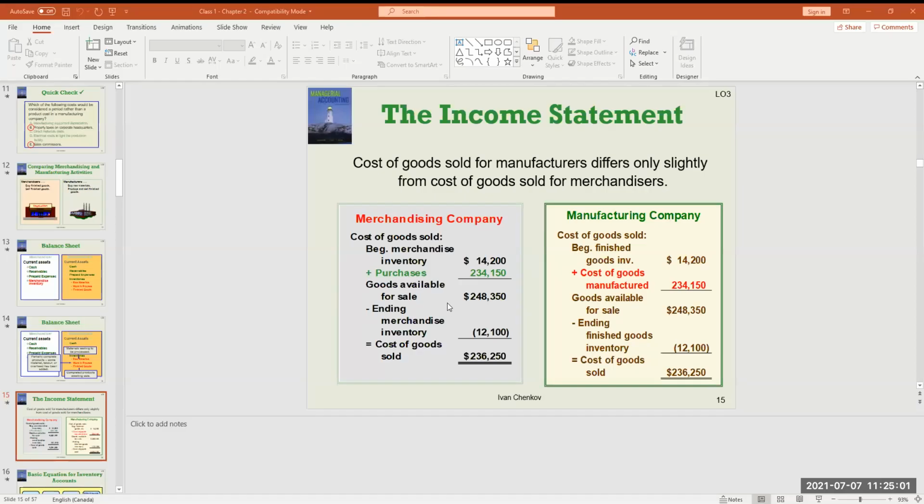So the first presentation is for the merchandising company to prepare the income statement. We have to get the cost of goods sold. How are we going to get it? We're going to get the beginning balance, add the purchases, get goods available for sale, deduct the ending balance, and we're going to get cost of goods sold. For the manufacturing company, now we have to work with the finished goods account. So we have the beginning balance on the finished goods account, cost of goods manufactured, then we have goods available for sale. Minus the ending balance, we're going to get cost of goods sold.